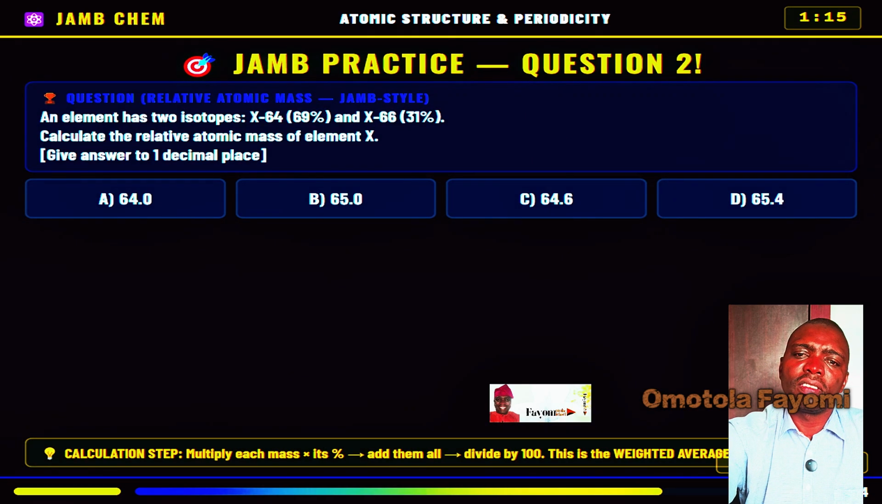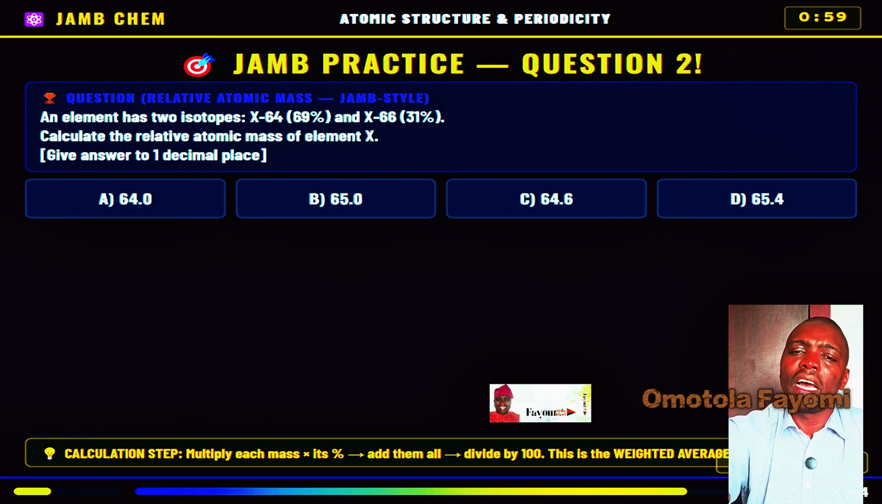This is the second question. This time a calculation. An element has 2 isotopes. X-64 has 69% abundance, X-66 has 31% abundance. Calculate the relative atomic mass. There are options on the screen, and you need to just place your answer in the comment section.